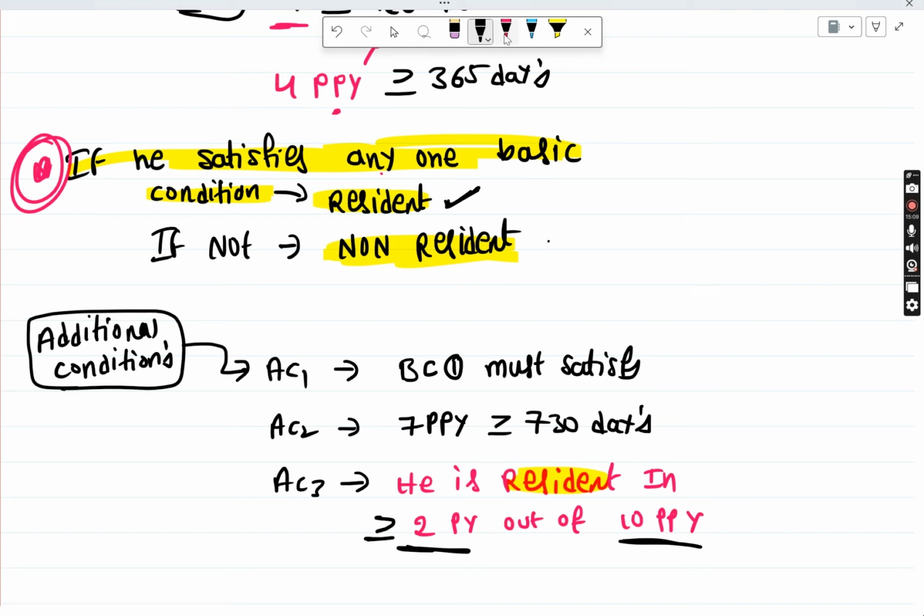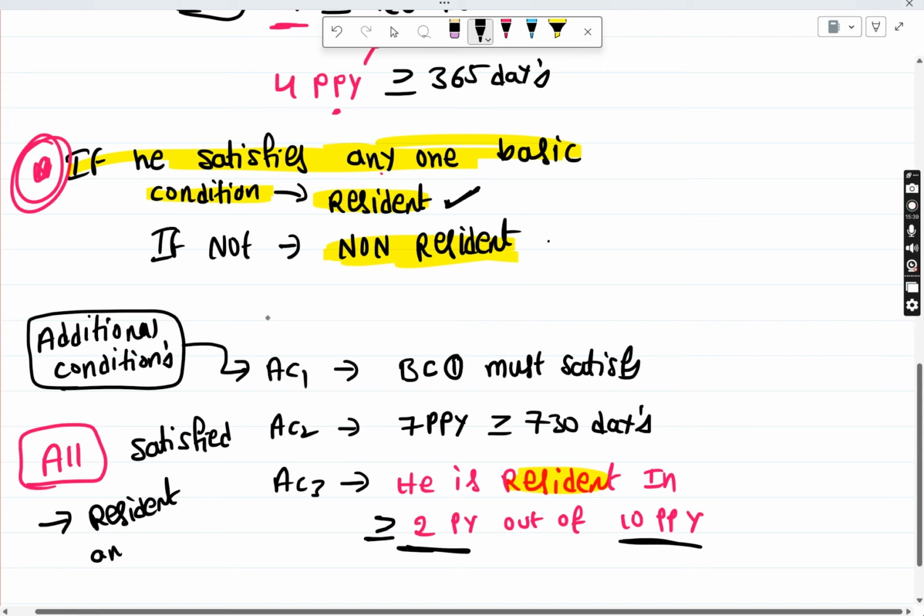So first of all, why are we checking these additional conditions? What are these additional conditions anyway? If he satisfies additional conditions, then he will become resident and ordinarily resident. He should satisfy all additional conditions. We will check all. He should satisfy all conditions, then he will become resident and ordinarily resident.